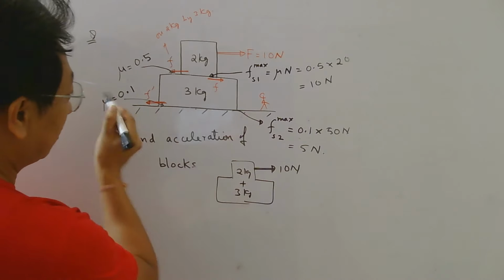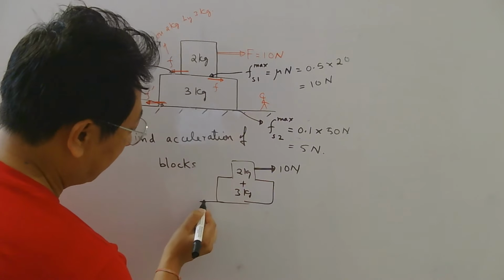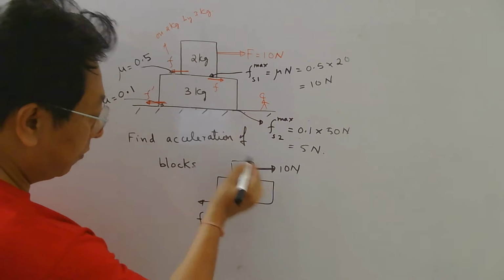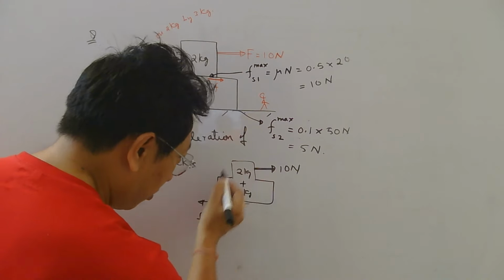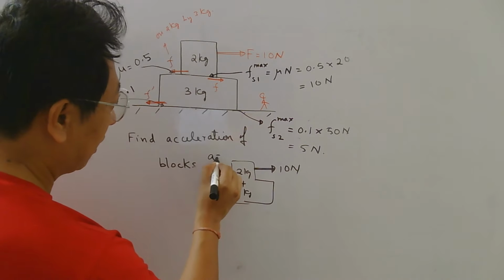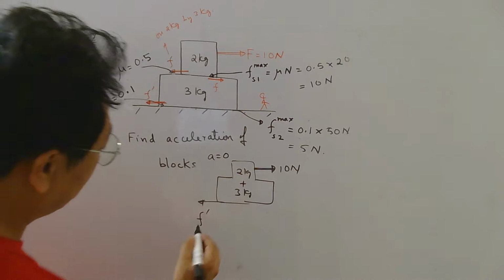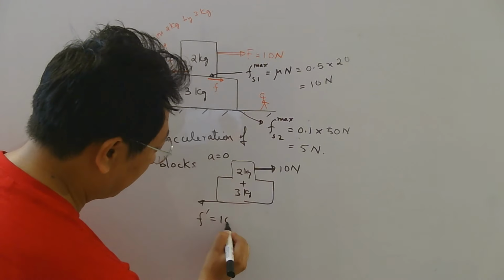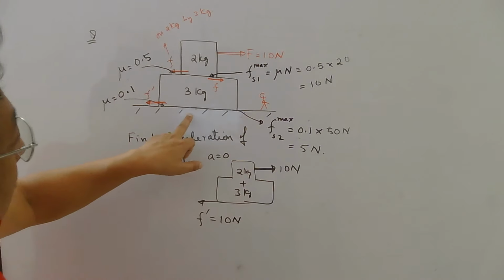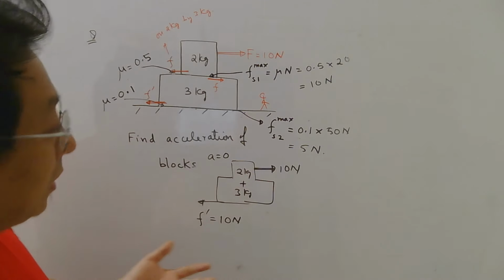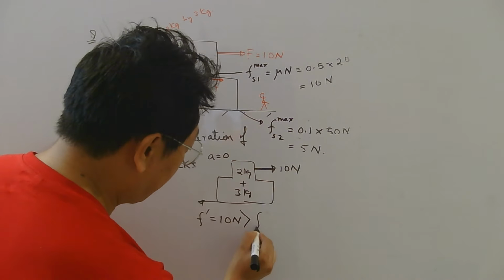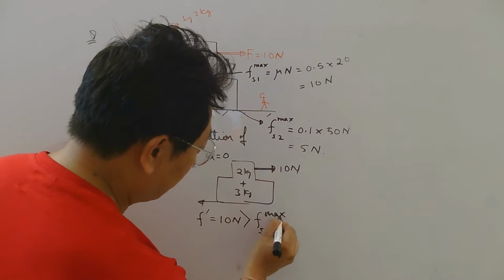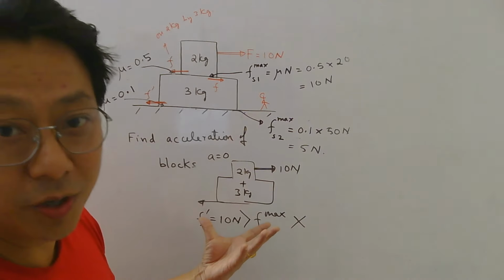So what is the external force from the ground here? F dash. Now if you assume both are at rest, then the acceleration of this whole system will be 0. And to keep the acceleration 0, this F dash should balance 10 Newton. But here friction cannot be 10 Newton because the max value is 5 Newton only. So you are asking more than the max value, which is not possible. So this way also you can check.